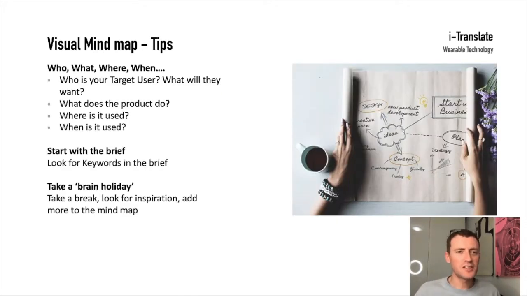But some tips and tricks for creating a mind map. Sometimes students get what a mind map is, but struggle to get started. I recommend using a who, what, where, and when approach to get started with the mind map. And what I mean by that is starting with who. Think about who your target user is and what they want, what their needs are. What? Well, think about what the product is going to do. Where? Think about where it is used, and when is when it's going to be used.